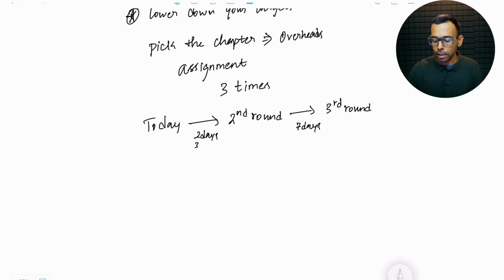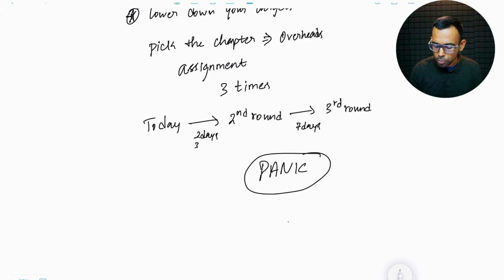The problem is, will it be the final step? Like after the third round, will you be ready for the exam? No. But you would be vastly out of the fear zone. You would be vastly out of the panic zone. The subject will no more intimidate you. That is the most important thing that we want in order to capture or conquer these problem papers.